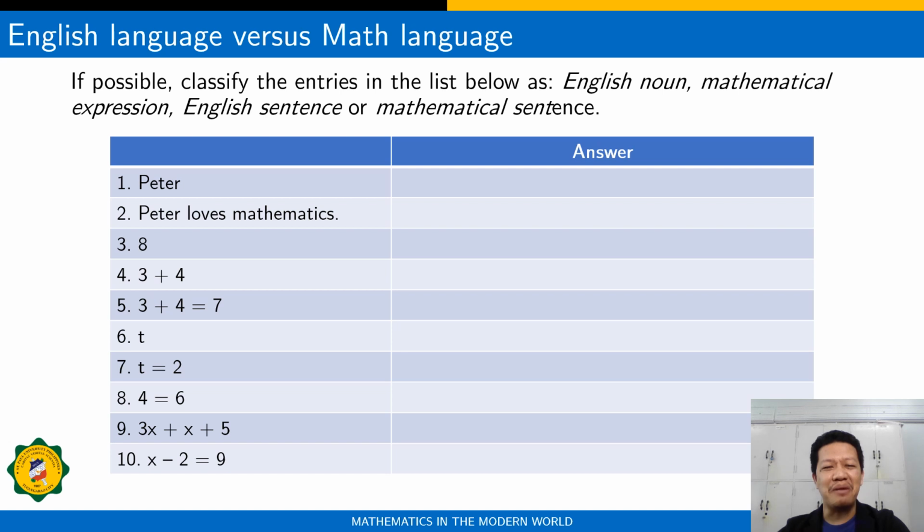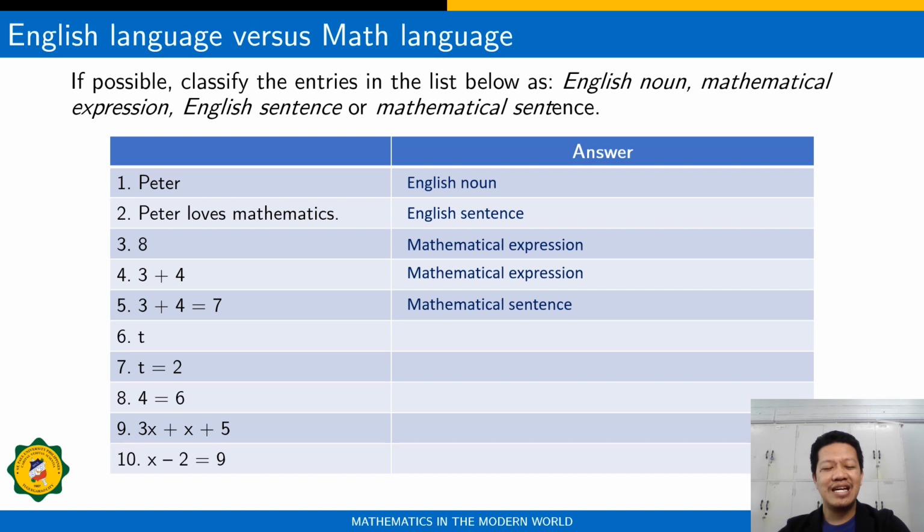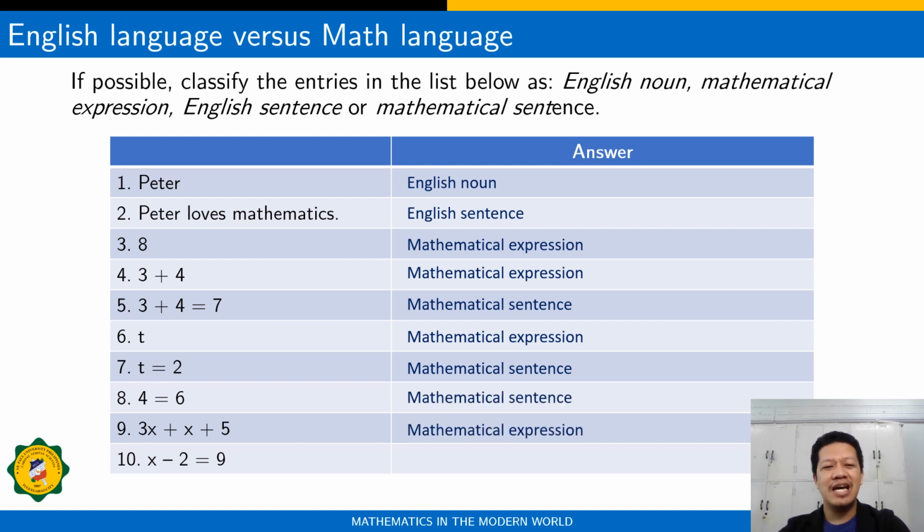The correct answer for number 1 is English noun. Number 2 is an English sentence. 3 is a mathematical expression. 4, an expression. 5 is a sentence. 6 is an expression. 7 is a sentence. 8 is also a sentence. 9 is an expression. And 10 is a sentence. You will learn more on mathematical expressions and mathematical equations in the next slide.